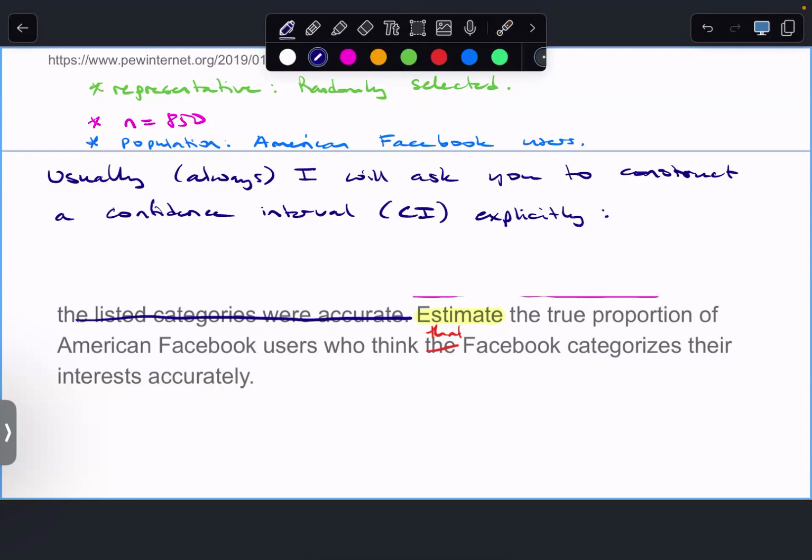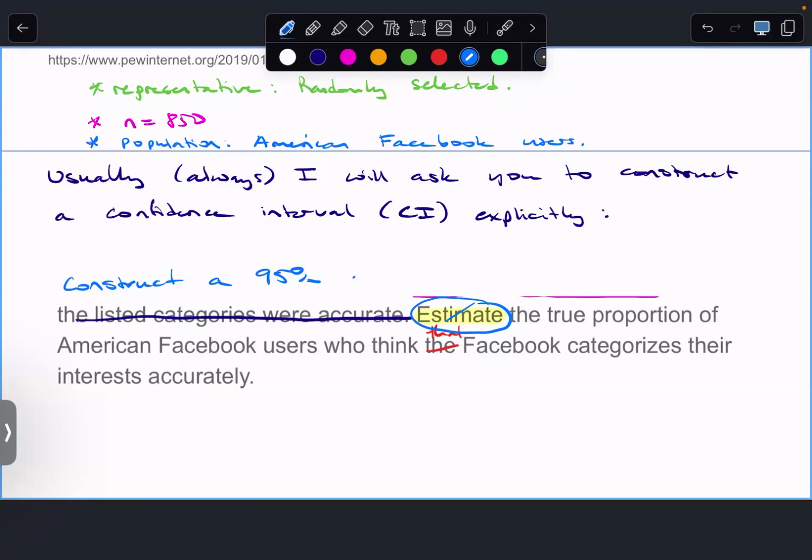So instead of this part, I would say construct a 95%. Now today we're going to introduce other confidence levels, 90, 98, blah, blah, blah. We can do any confidence level that we want, but default is 95%. Okay, and so we'll start there.